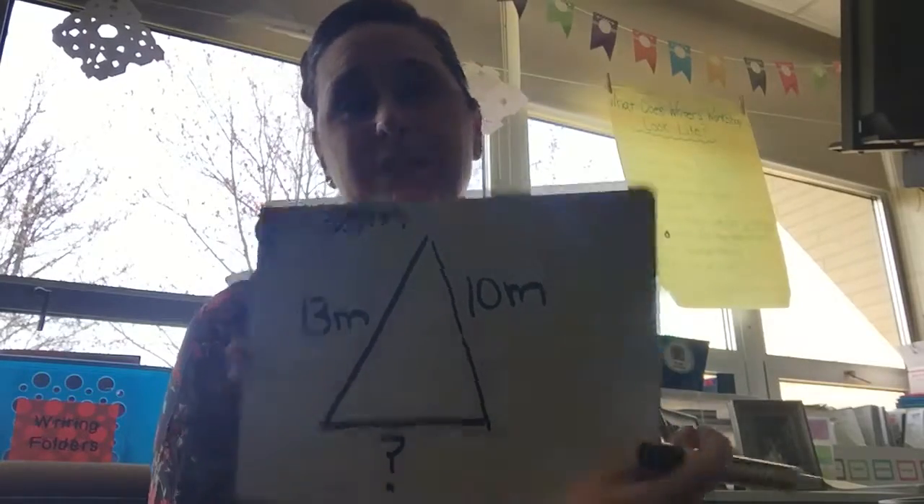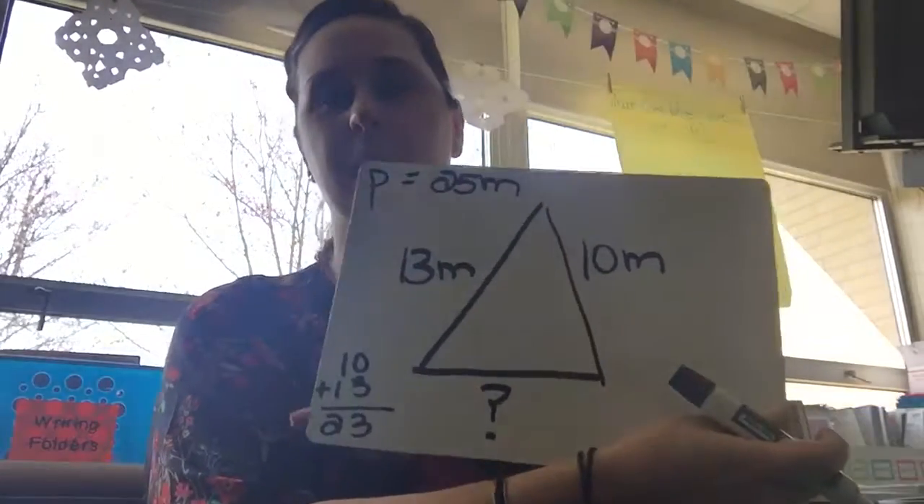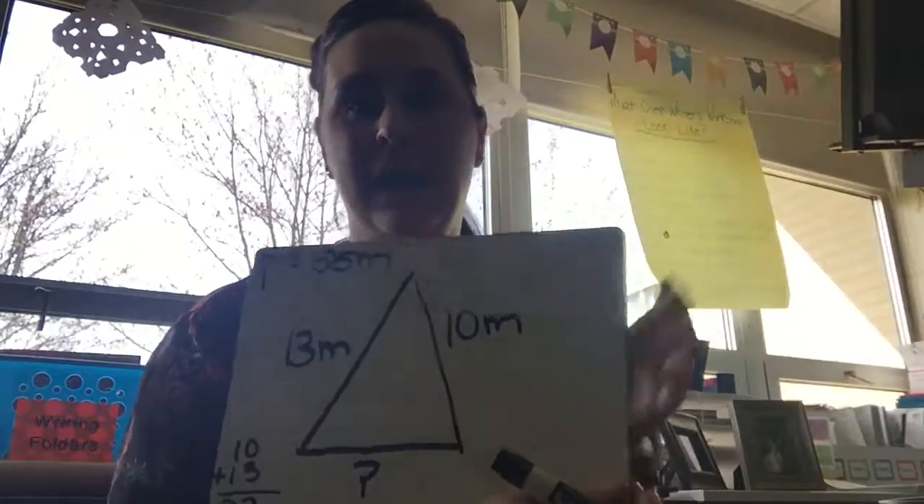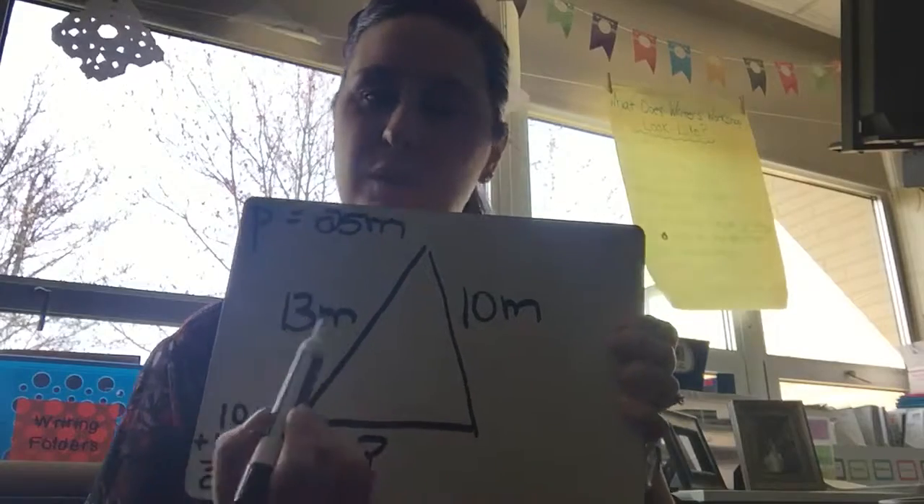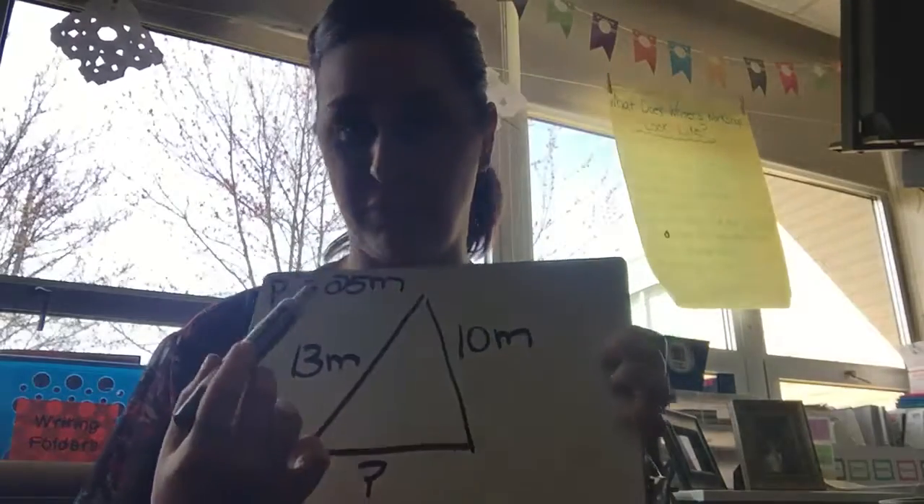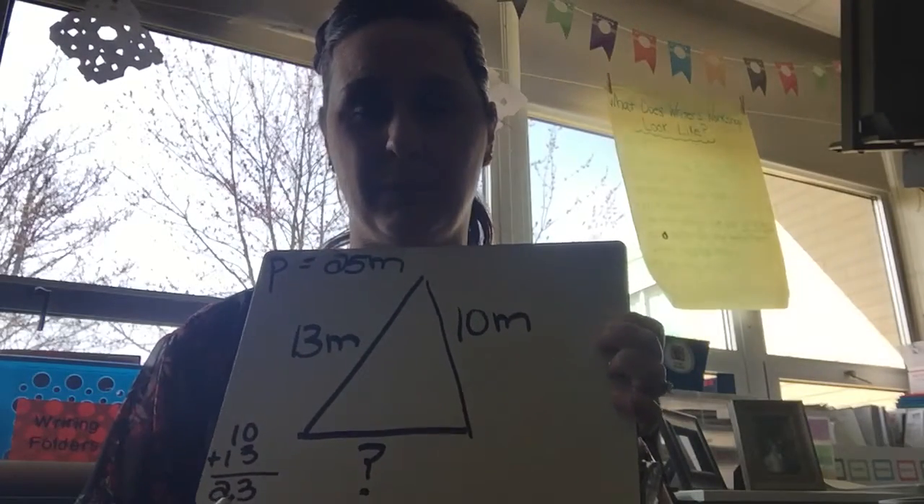I know that 13 plus 10 is 23, but let's say I'm not able to do that in my head. I'm going to do 10 plus 13 on the side here, and I'm going to add it up and it equals 23. So here's my solution. Remember, when I say show your work, this is what I'm talking about. Now that I have the sum of these 2 lengths, in order to find my missing piece, I want to take my perimeter, which is 25, and subtract the 23, the sum of the 2 sides that I figured out.